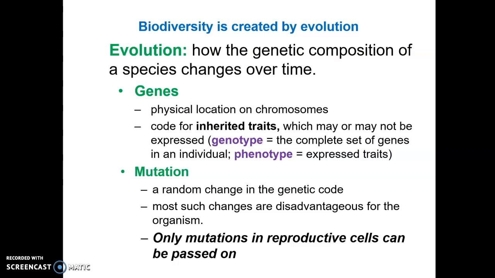So let's look first at some definitions of how that works. Evolution is defined as how the genetic composition of a species changes over time. And genes are the physical locations on chromosomes that code for inherited traits.